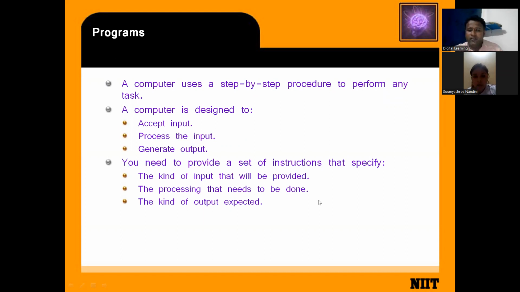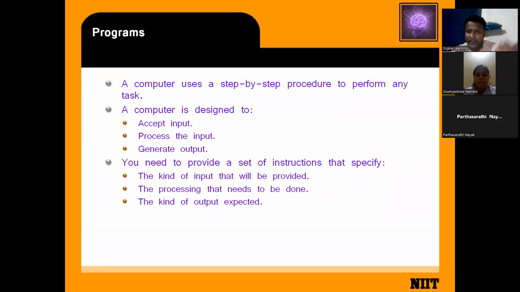Now, a computer uses a step-by-step process to perform any task. Suppose I ask how to make a tea. For making tea, first of all, we have to boil the water or boil the milk. Then we have to put tea leaves, then sugar. Then we have to process it. Then we get the output.